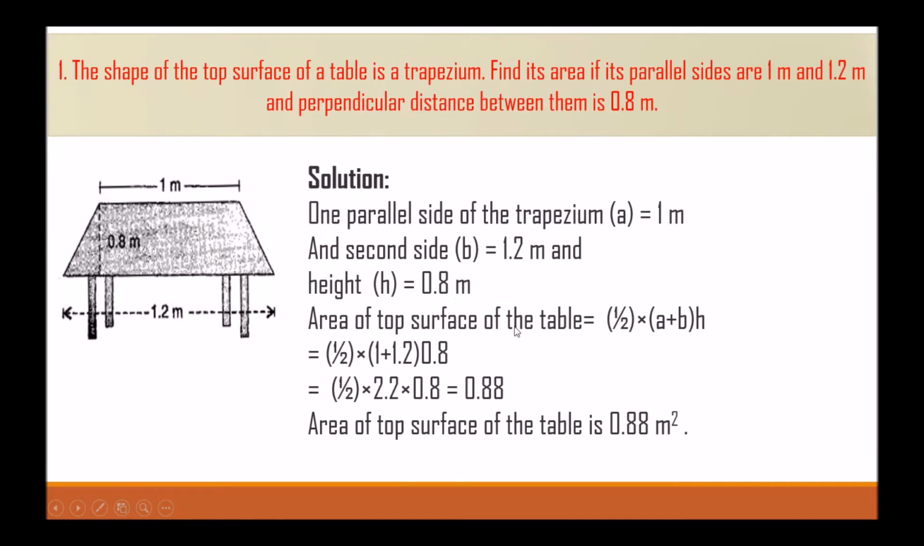Area of the top surface of the table equals half into (A plus B) into H. So half into (1 plus 1.2) into 0.8. So half into 2.2 into 0.8, that is 0.88. So the area of the top surface of the table is 0.88 meter square.